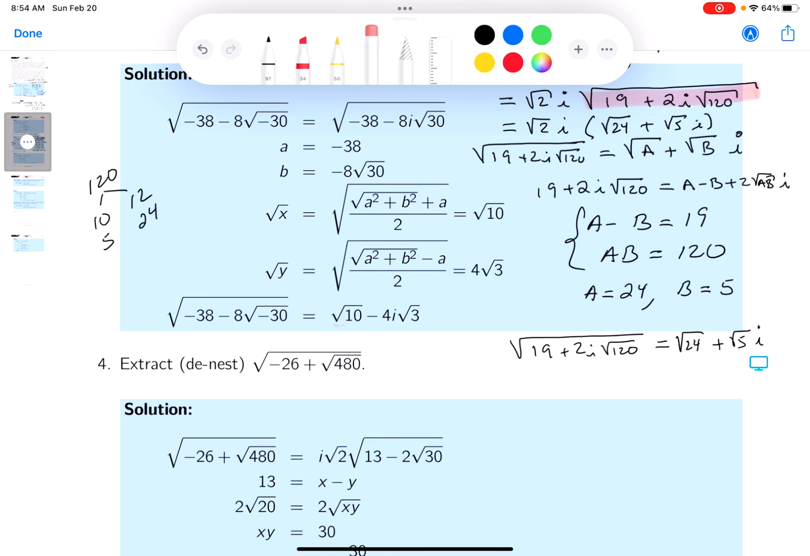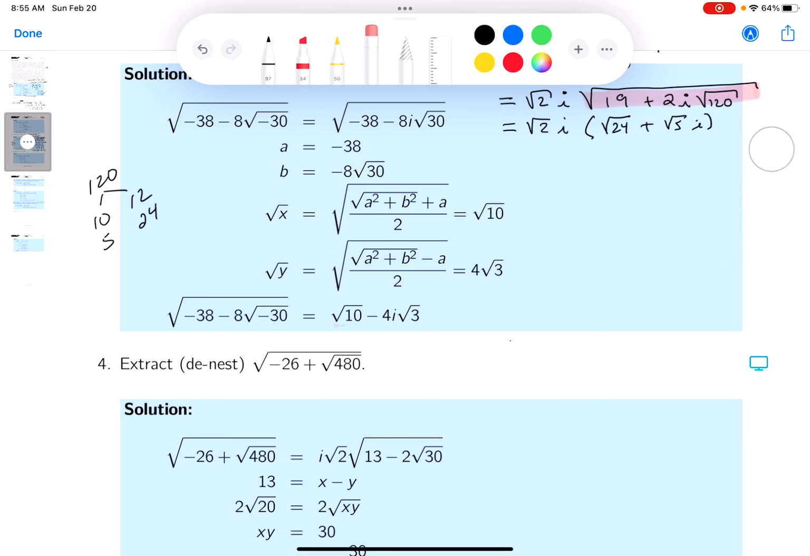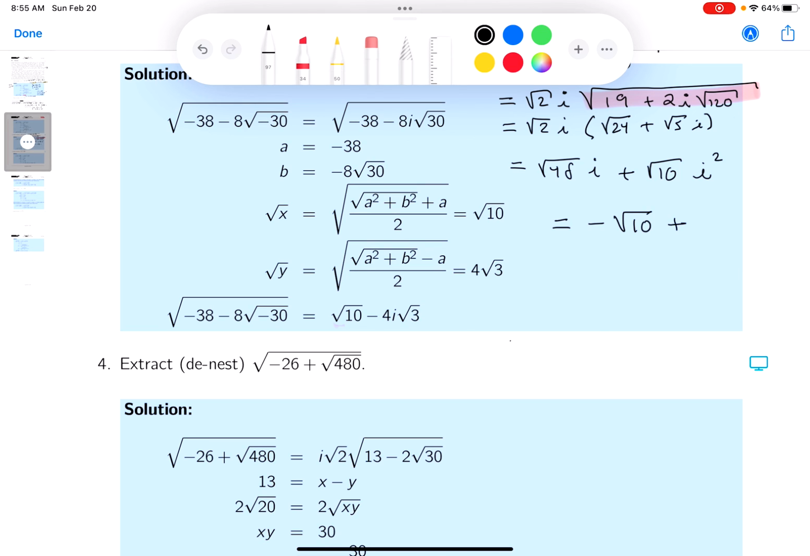I'm going to erase my work over here. I no longer need it. I'm done with this, I'm done with this, I'm done with this, and I'm done with this. I want to multiply it out because I want to get it in that A plus Bi form. What are you going to get? The root of 48i plus the root of 10i squared. What does this give me? Minus root 10 plus, well, let's see, that's 16, right? And that's going to be 4 root 3i.